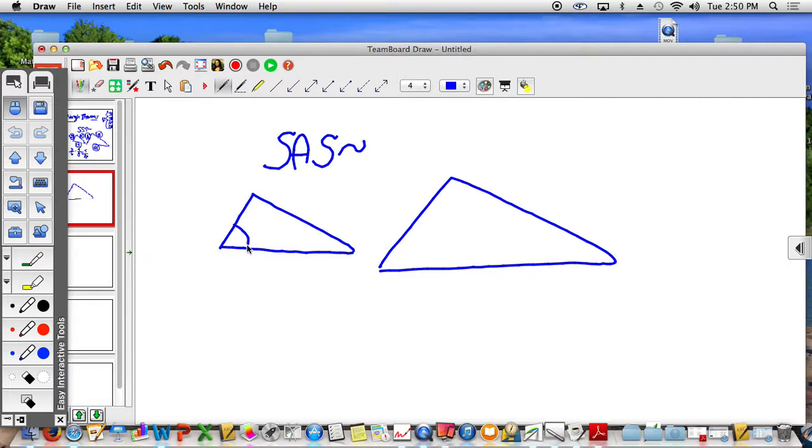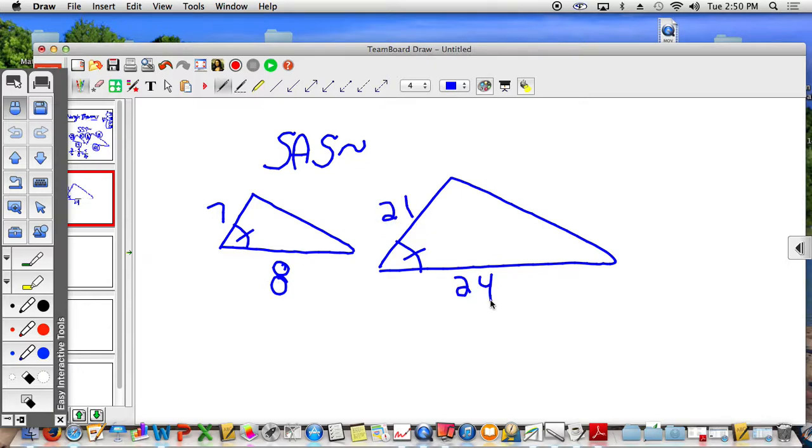So let's say we're talking about this left angle in the first triangle. Which angle does it have to match in the second triangle? Same one. Yeah, the same one. Gotta match that one. So the angles have to be equal. And then, I'm going to make up some numbers here. Let's say that this is 7, and this is 8. And then over here we have 21, and we have 24.